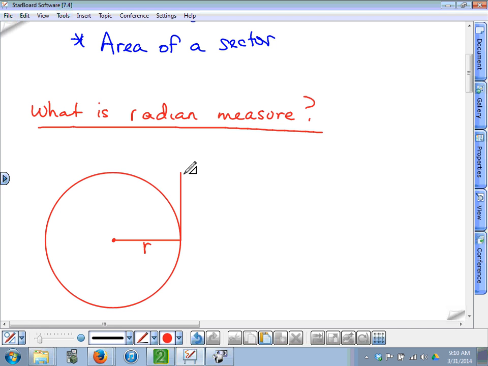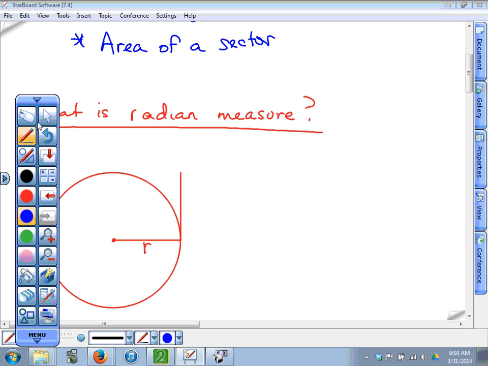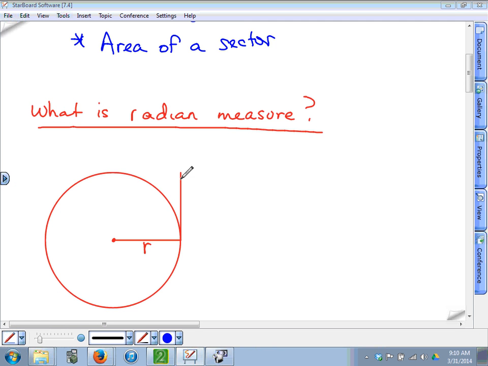But if I took this length right here and wrapped it around the edge of the circle, where would it go? About how far would it go around? Maybe till about here. You think it'd go a little farther? Yeah, a little bit. Maybe about right there.